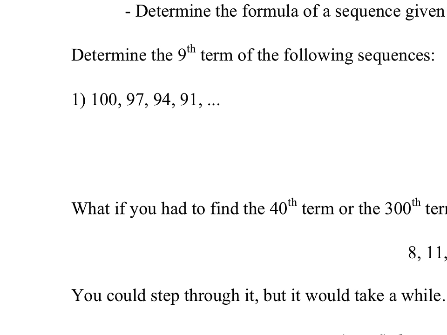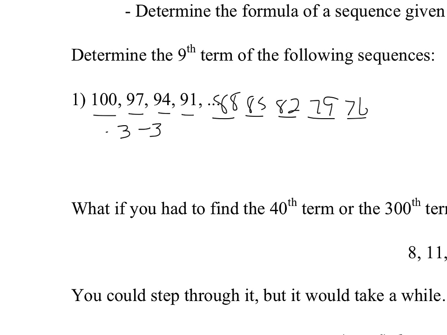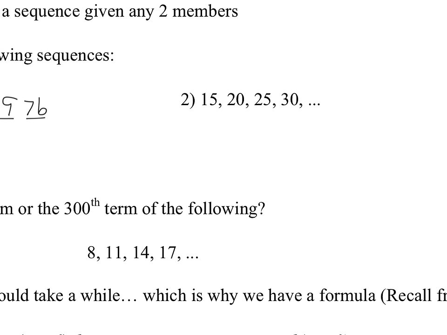Hopefully you remember. Determine the ninth term of the sequence. Please try that out. This is 1, 2, 3, 4, 5, 6, 7, 8, 9. And if you go through it, you're subtracting 3 every single time. So this is 88, 85, 82, 79, and 76. Okay, and how about this one?